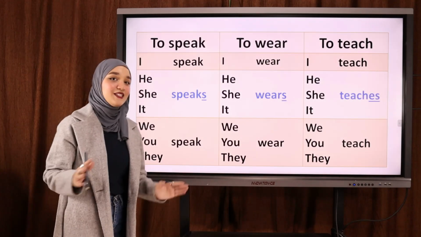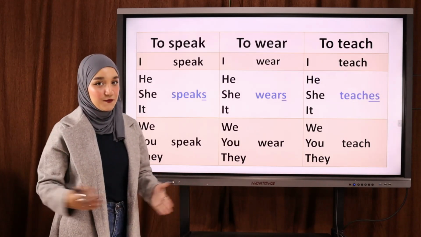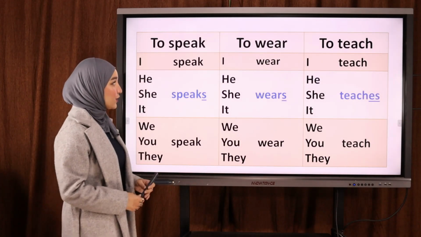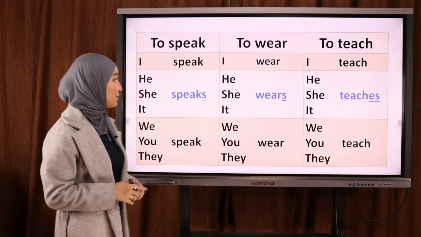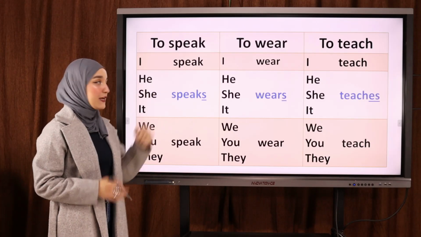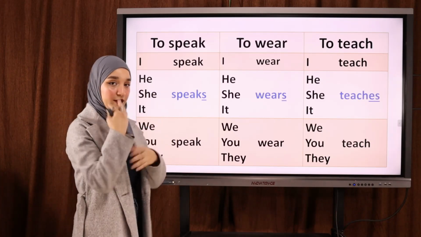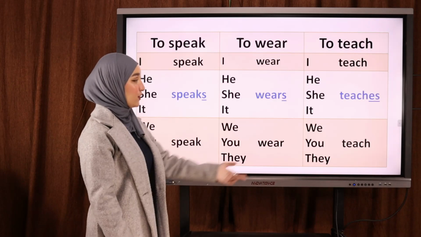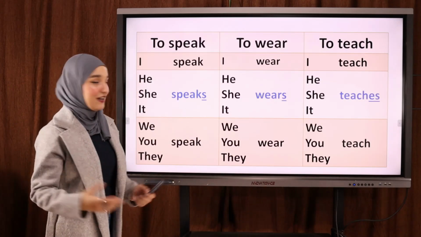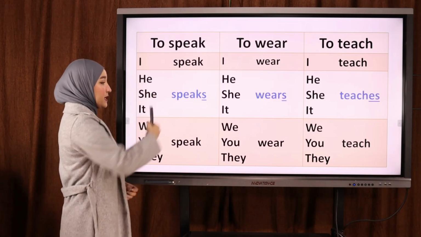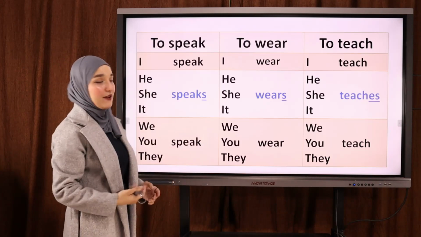I have 3 examples of 3 verbs. So we are going to learn how to conjugate them. كيف نصرف هذه الأفعال في present simple في الحاضر, okay? So I have the verb to speak, to wear clothes, and to teach. How do we conjugate them? كيف نصرف هذه الأفعال? So I speak English, okay?